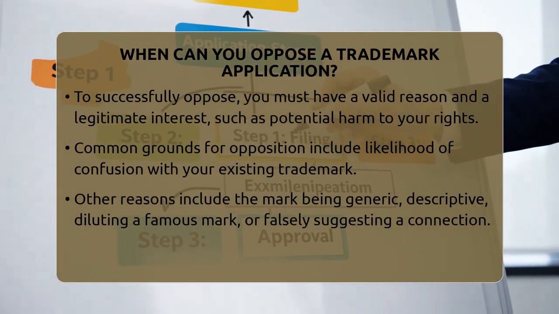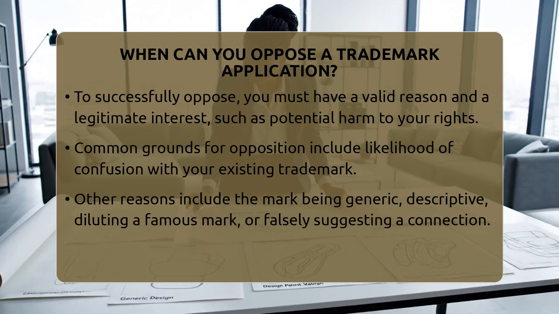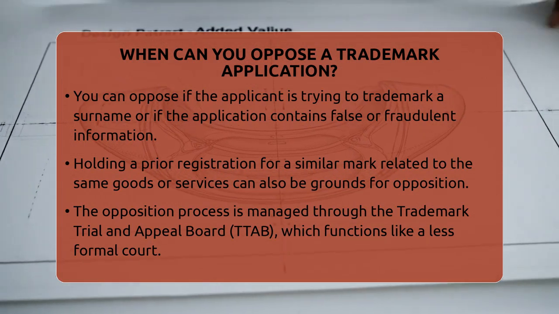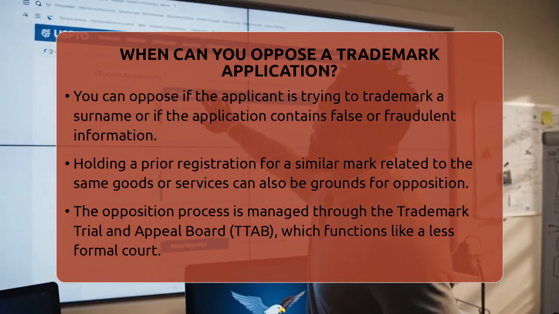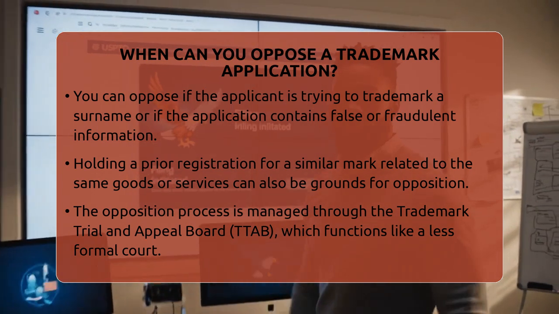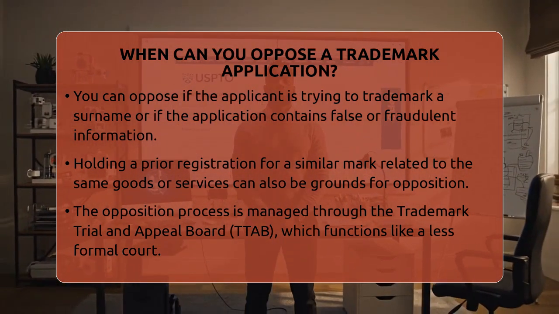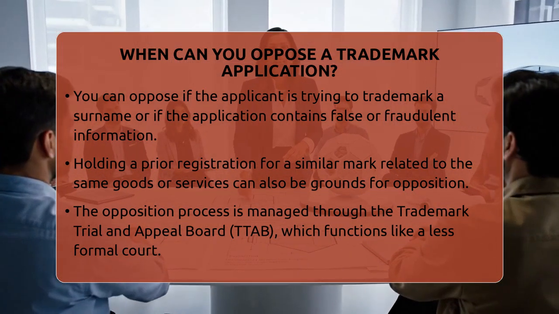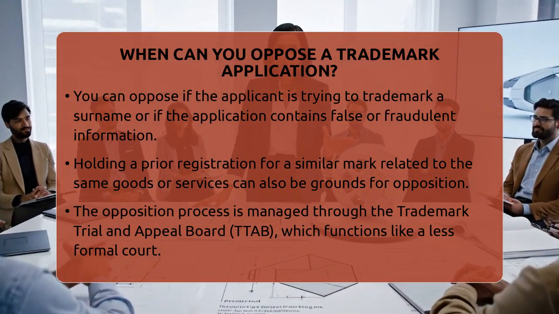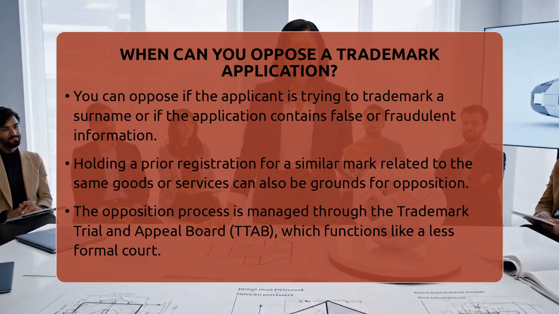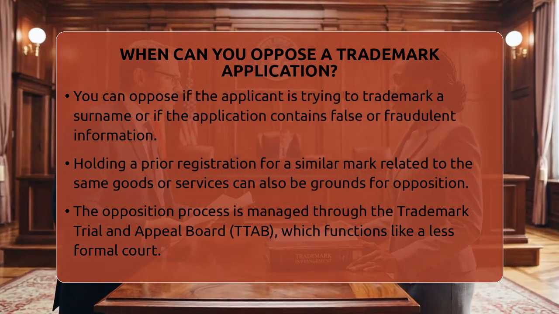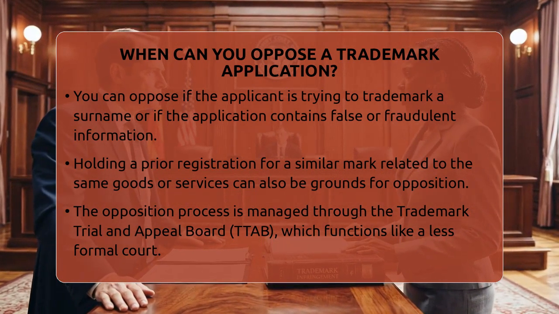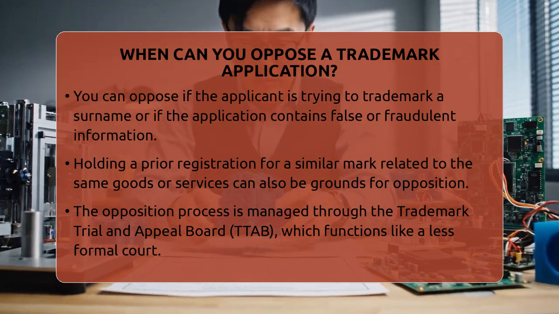The most common reason for opposition is the likelihood of confusion. If the new mark looks or sounds similar to your existing trademark and could lead customers to mistake one for the other, that's a strong reason to oppose. Other grounds include if the mark is generic or descriptive, if it dilutes a famous mark, or if it falsely suggests a connection or sponsorship. You can also oppose if the applicant is trying to trademark a surname. If the application contains false information or was made fraudulently, or if you hold a prior registration for a similar mark covering related goods or services.